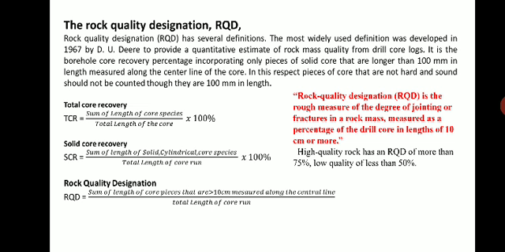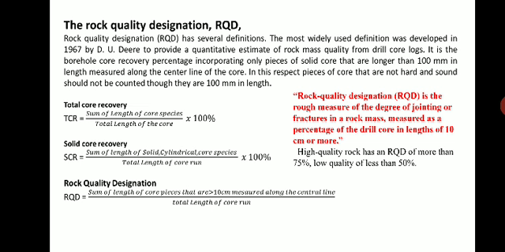In this respect, the pieces of the core that are not hard and not sound should not be counted, though they are 100 mm in length. If the rock strata is not hard, if it is very soft rock, then even if it is coming 100 mm, we should not count such rocks. So what is RQD? That is rock quality designation.